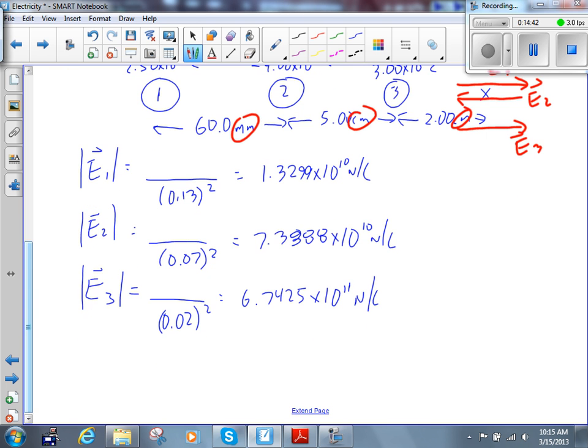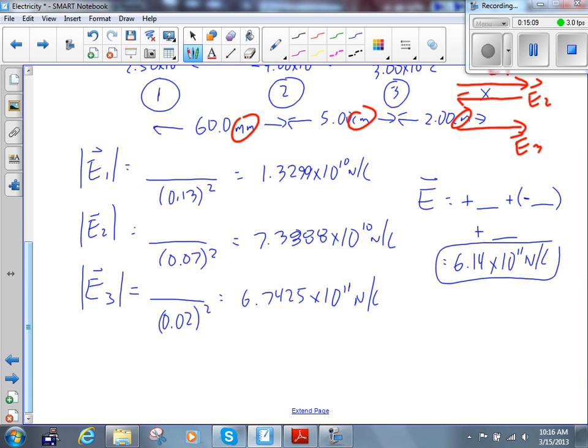Now we've got to add these up. The net electric field is going to be E1 plus E2 plus E3. The first one is positive. The second one is negative. The third one is positive. When we add those up, we end up getting a value of positive 6.14 times 10 to the 11 newtons per coulomb. And it's a positive value, so that means it's going to be to the right.